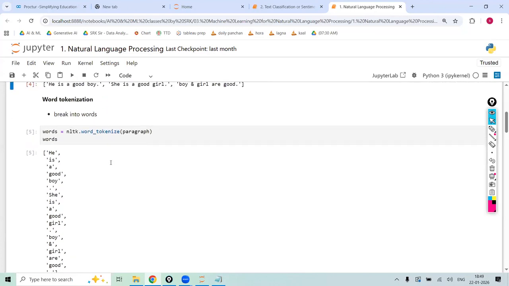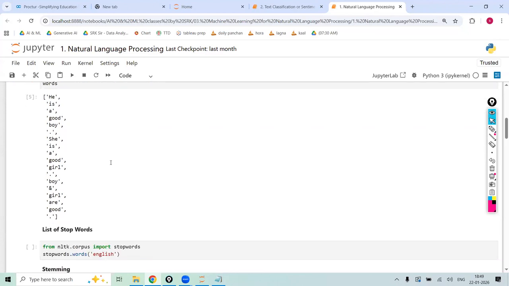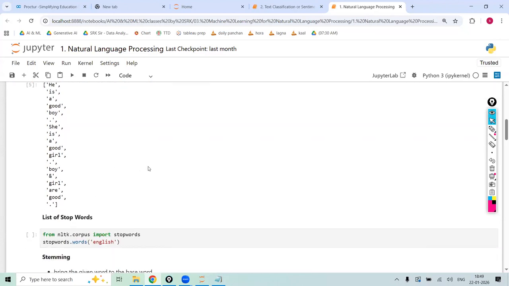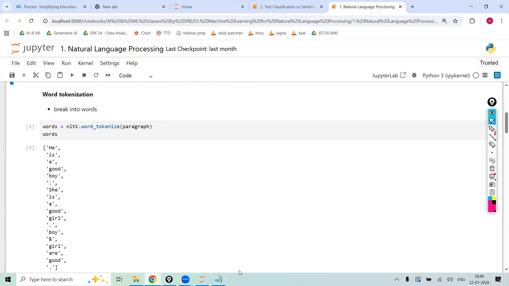And word tokenize, as we know, means every word, from one English word to another. How do we separate two words? Based on the space. So here it is split on the spaces, and based on that it just splits the data. Everyone clear? So tokenization means splitting the data into parts.